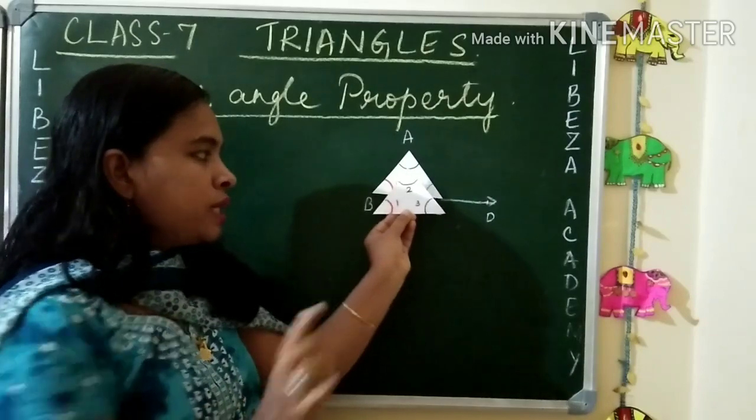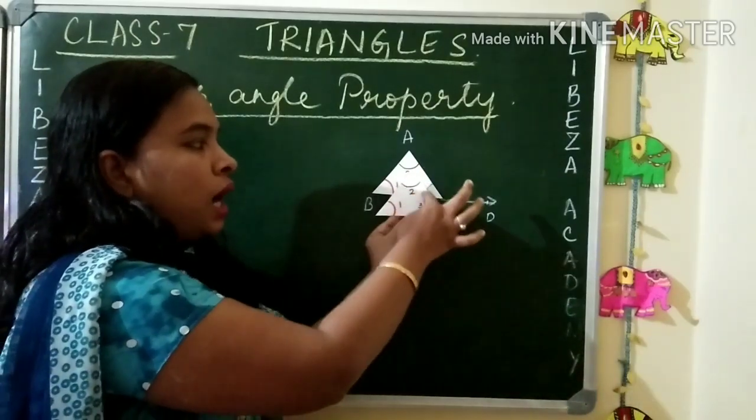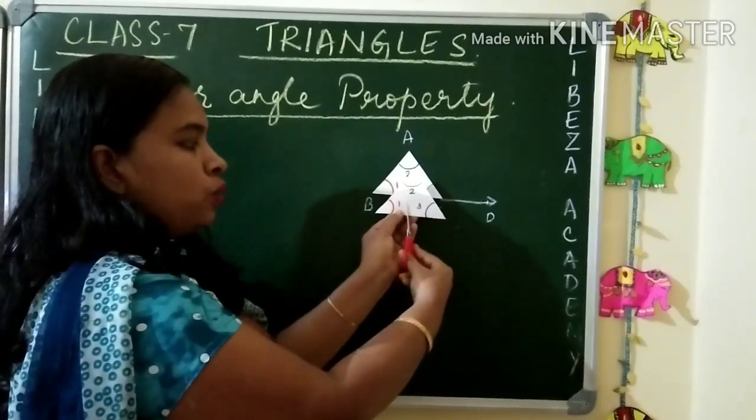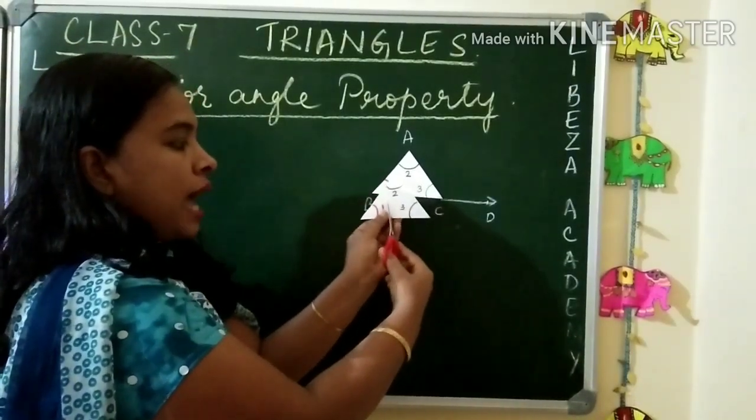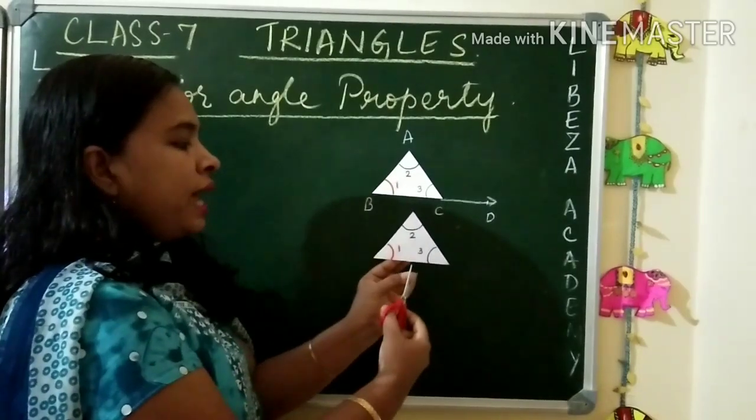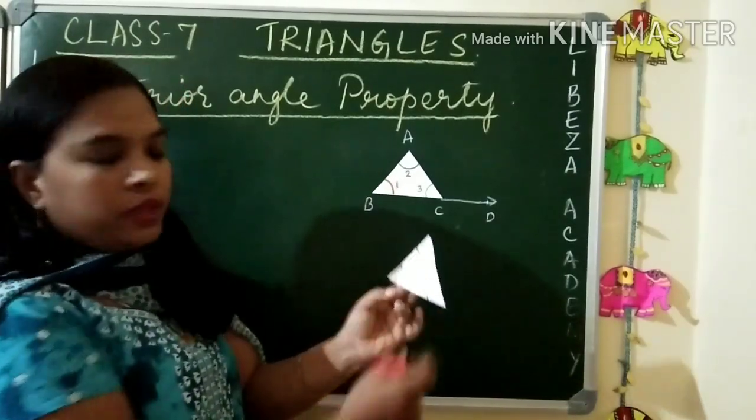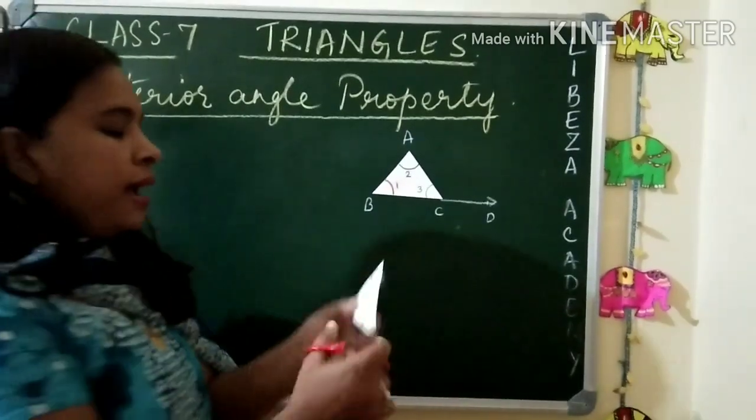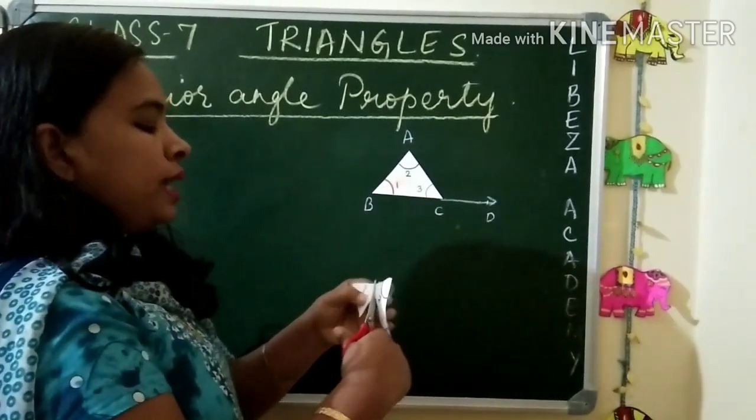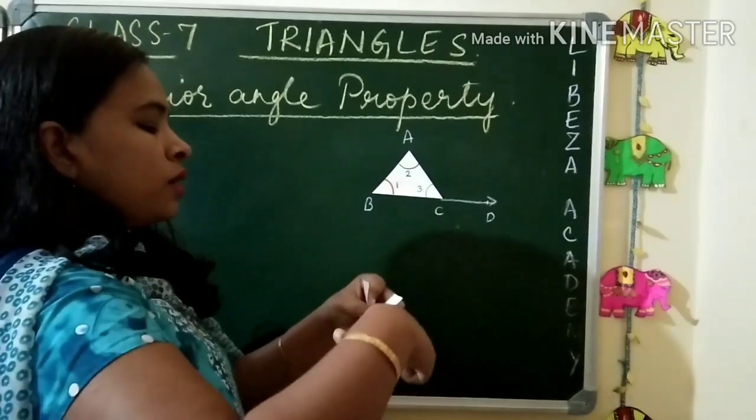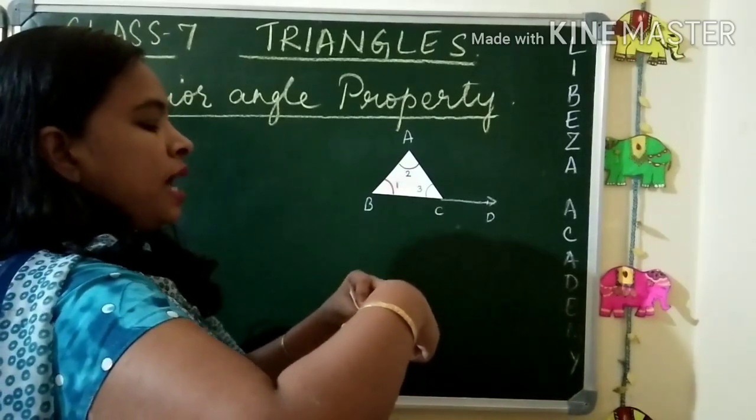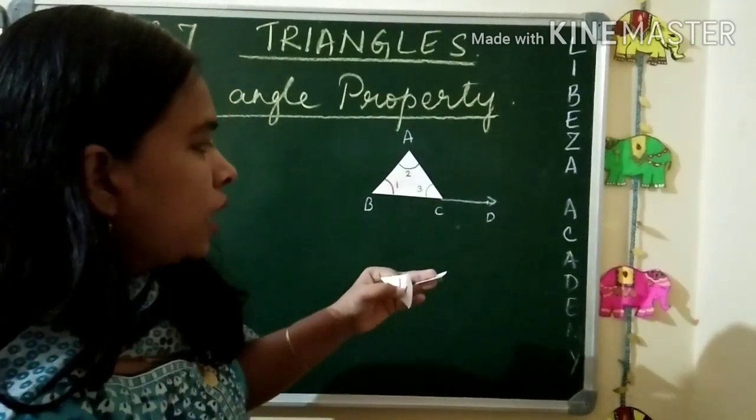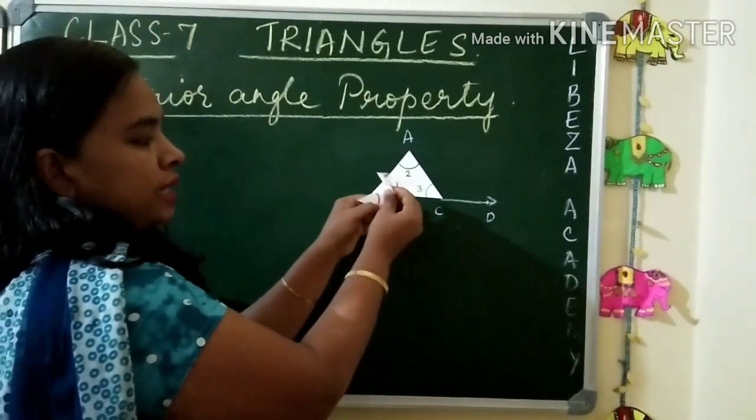What you need to do is cut out these opposite angles. Now we need to cut out angle 1 and angle 2 like this. Angle 3 is not required. So now we are going to cut out only the opposite angles.